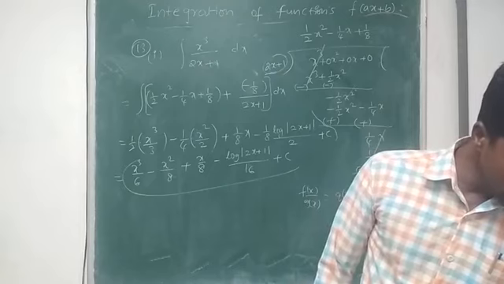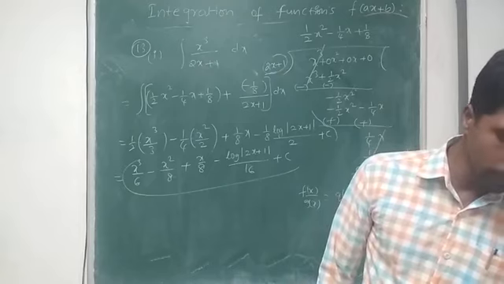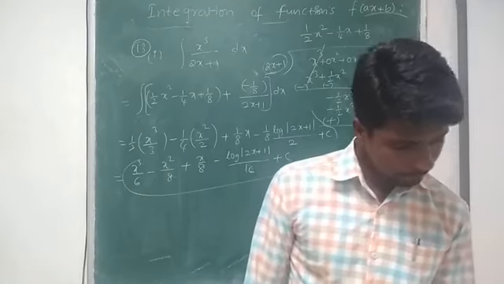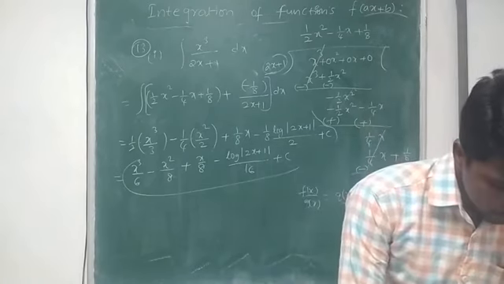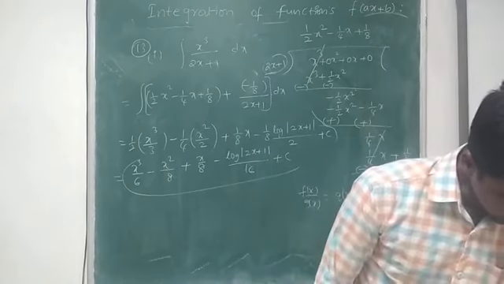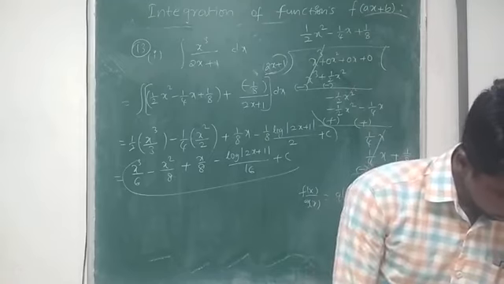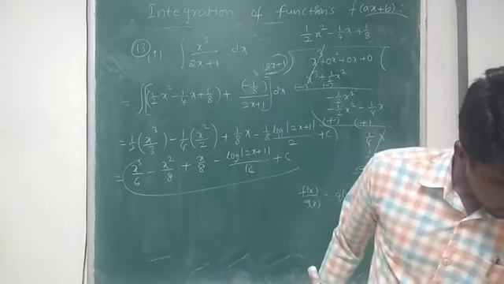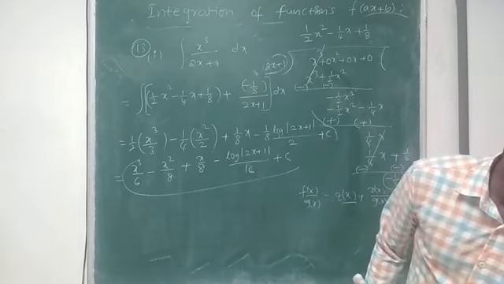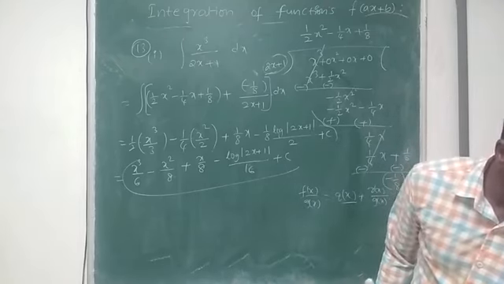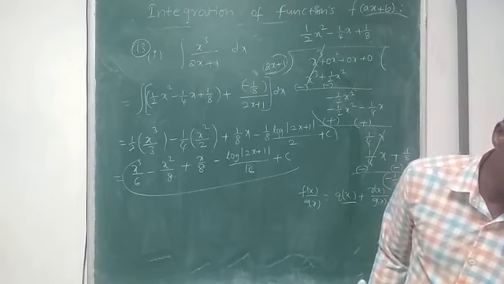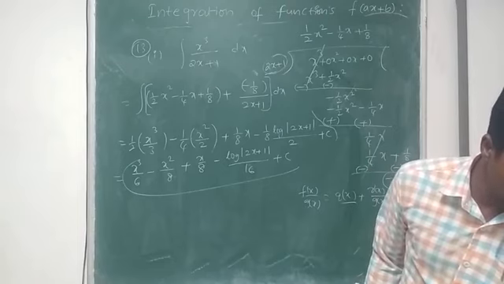Later, 1 by root 2x plus 3 minus root 2x. Just multiply and divide, so we get the answer. You just try to do it, we can solve it easily.